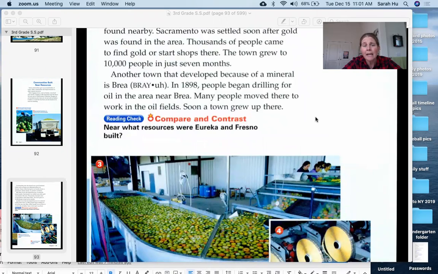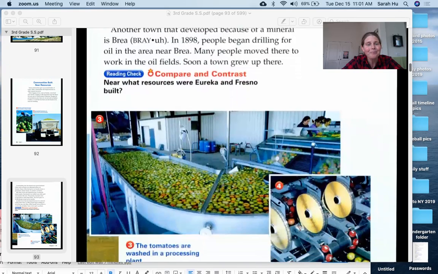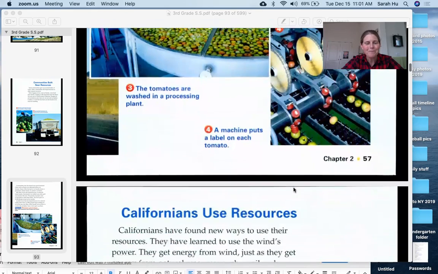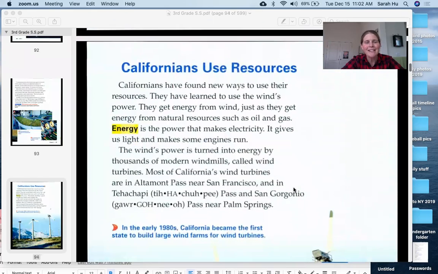In 1898, people began drilling for oil in the area near Brea. So oil is another natural resource. Many people moved there to work in the oil fields, and soon a town grew up there. So we have more pictures. This is continuing with the tomatoes. Number 3, the tomatoes are washed in a processing plant. And number 4, a machine puts a label on each tomato, which is what you see when you buy it in the grocery store.